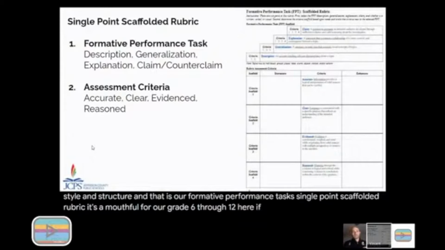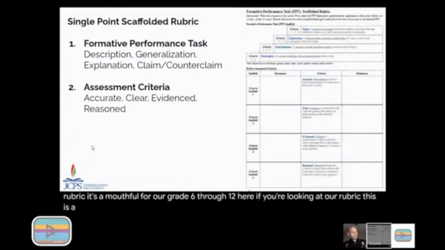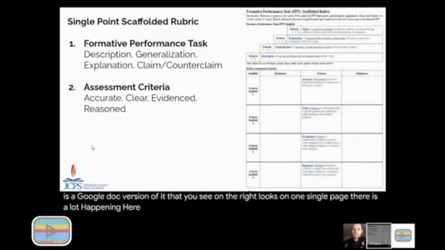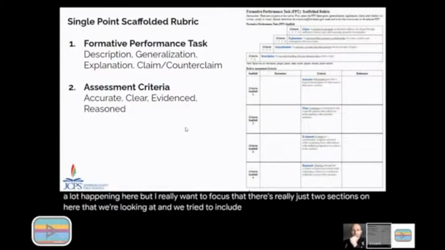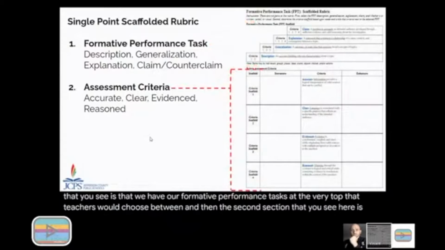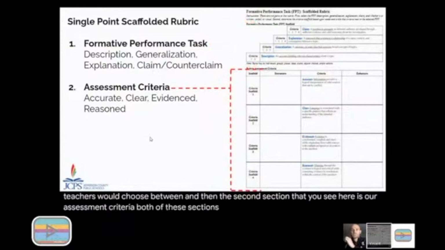If you're looking at our rubric, this is a Google Doc version of it that you see on the right. Looks like there's a lot going on. All the rubric fits on one single page. There is a lot happening here, but I really want to focus that there's really just 2 sections that we're looking at, and we tried to include those sections right here. The first one is our formative performance task at the very top that teachers would choose between. And the second section is our assessment criteria. Both of these sections are what we're going to go into more detail in this presentation.